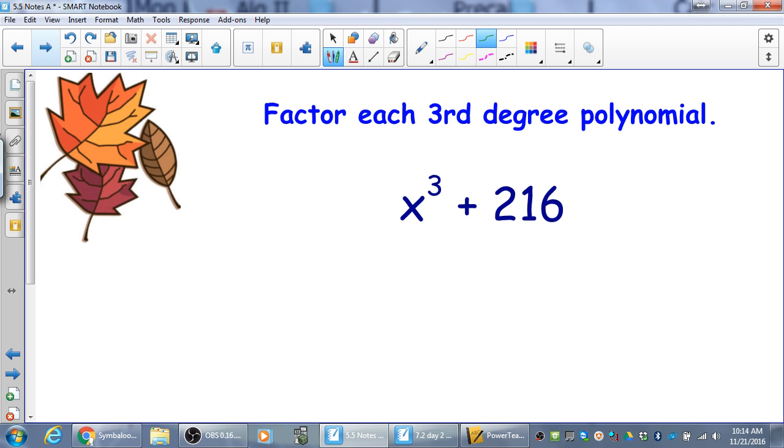Factor each third degree polynomial. Let's not do that. Let's go off to the side here. And let's multiply x plus 2 times x squared minus 2x plus 4. Let's multiply this out. I want to do this first. So kind of off to the side, there's some white space. Let's write this.